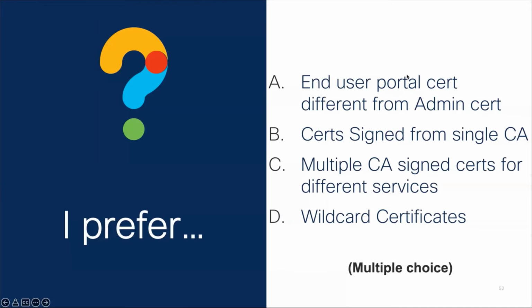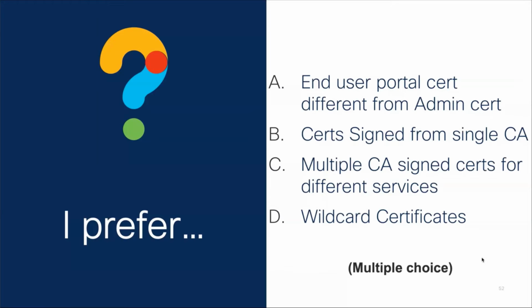What would you prefer? Would you prefer an end user portal certificate different from an admin one? Or a certificate signed by a single CA? Or multiple CAs issuing certificates to different services? Or one single certificate, such as a wildcard certificate, for all these services? Remember, this is also multiple choice. There might be instances where you use one CA for all purposes, one CA for different services, or different CAs for different services. Let me know your opinion by answering the poll question.